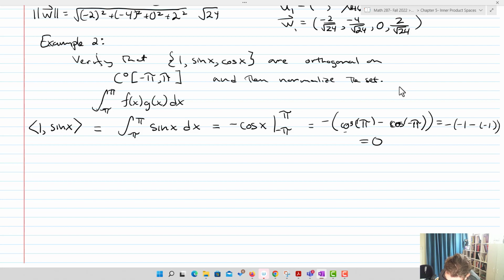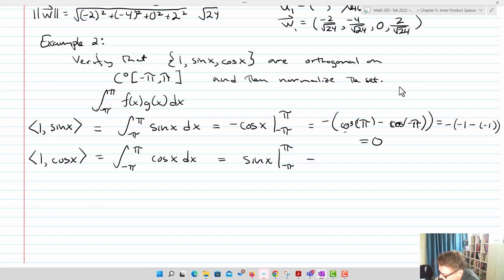Now, what about if we take 1, cosine x? 1, cosine x is going to be the integral from -pi to pi of cosine x dx. And that equals sine x evaluated from -pi to pi. And that, in fact, is going to end up being 0 minus 0, which just equals 0.